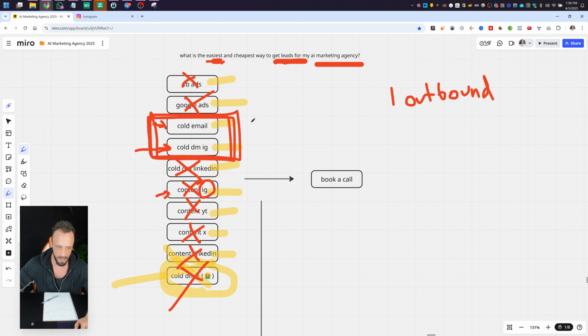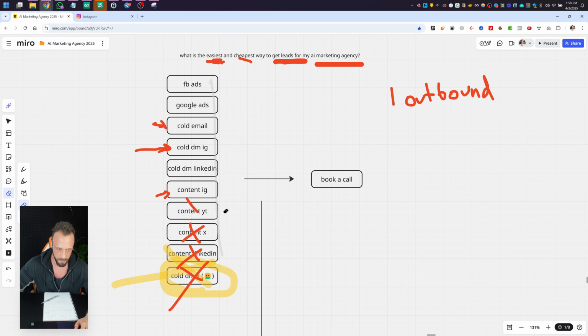And if we're going to compare those two, realistically, cold DM on Instagram is going to be easier and cheaper to get leads for an AI marketing agency. So this is what we're playing with.